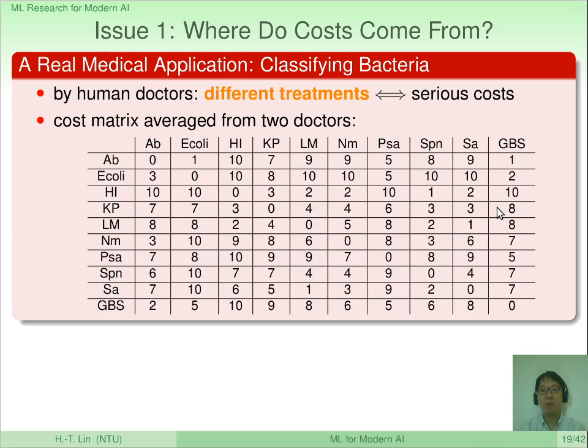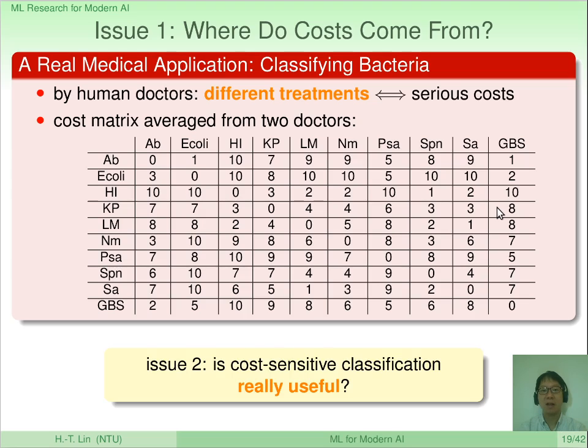So what we did was we got the cost table from two human doctors. We want to classify 10 different kinds of bacteria, so each doctor gives us a 10 by 10 table here. That's like 100 entries. We average the 100 entries from the two doctors and get this cost matrix here to feed to our algorithms. Now we can really answer the question about whether the designed model is useful for actual application intelligence.